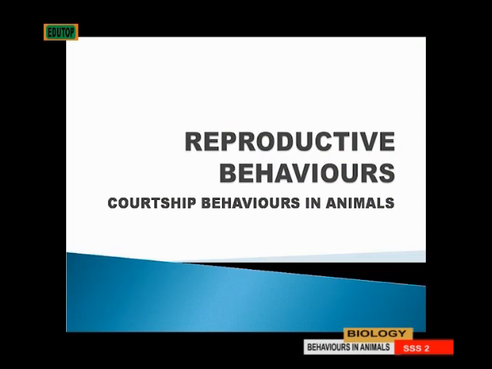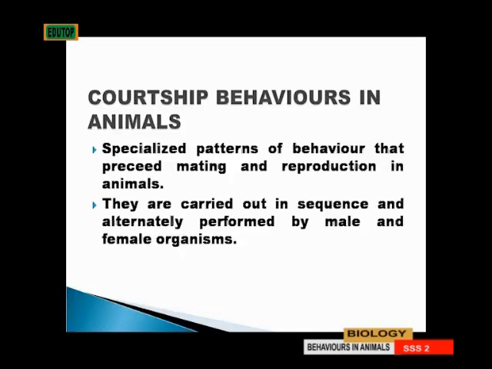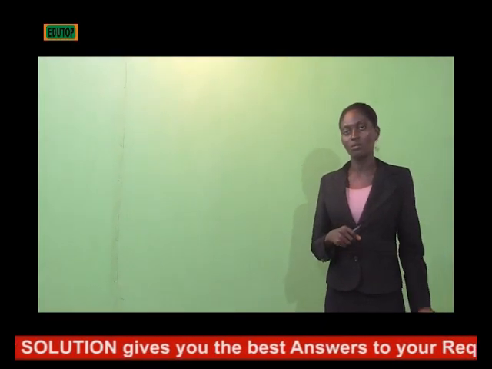We'll be looking at reproductive behaviors. And first under that, we'll be considering courtship behaviors in animals. Courtship behaviors are specialized patterns of behavior that precede mating and reproduction in animals. So any form of behavior that leads to mating and reproduction in the animal is called courtship behavior. The courtship behaviors are carried out in sequence and alternately performed by male and female organisms. So it's not just left to the male alone or the female alone.